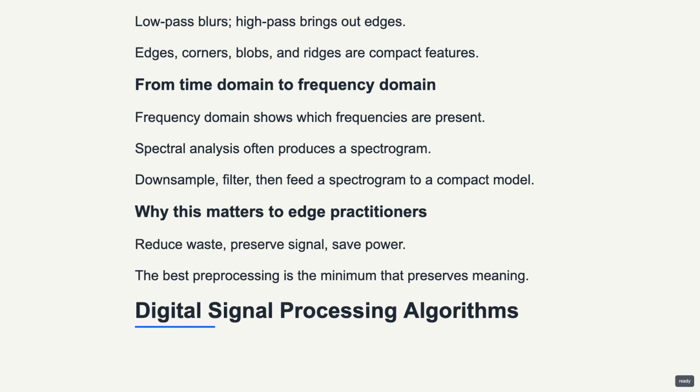Digital signal processing gives edge systems a way to reshape raw sensor data before inference begins. The focus here is on the practical tools that make a stream usable: rate changes, filtering, and transforms that reveal structure the model can work with.